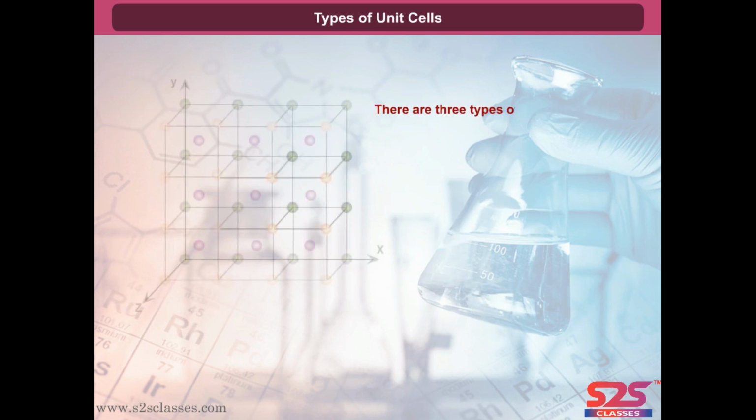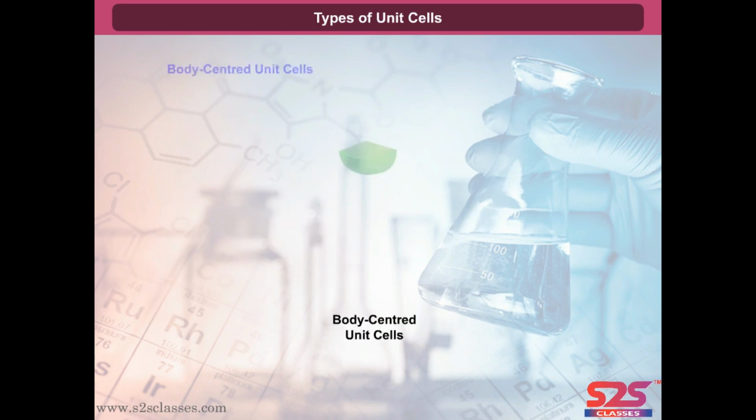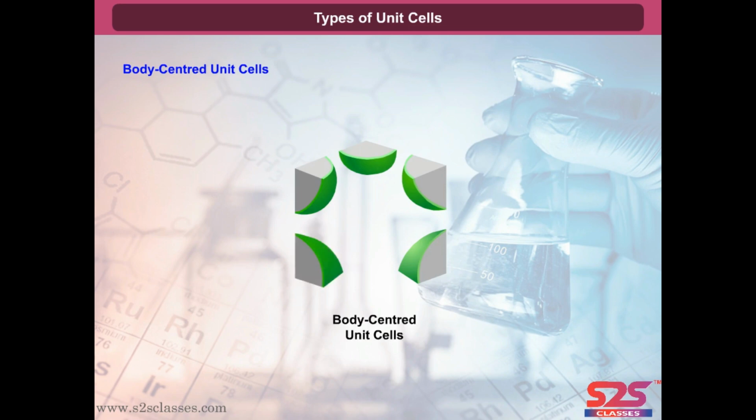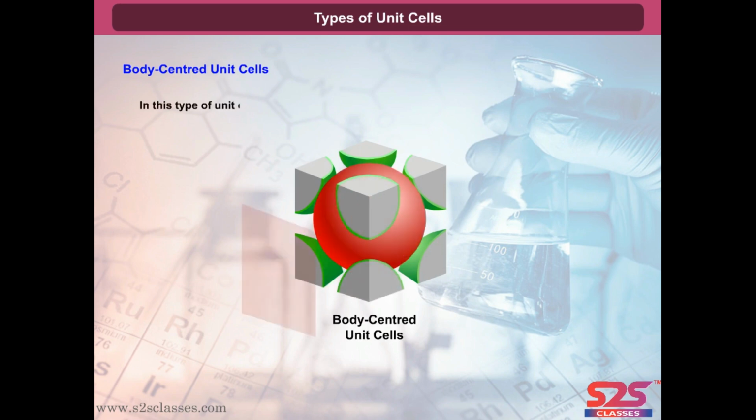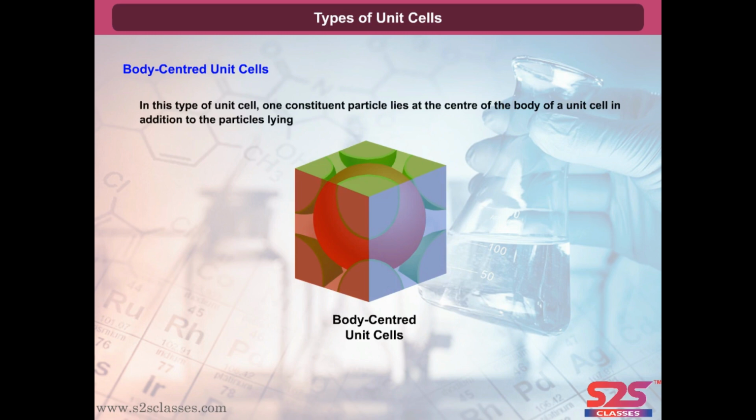There are three types of centered unit cell: body-centered unit cell, face-centered unit cell, and end-centered unit cell. Let's discuss them in detail. Body-centered unit cell: in this type of unit cell, one constituent particle lies at the center of the body of a unit cell in addition to the particles lying at the corners. It is called a body-centered unit cell.